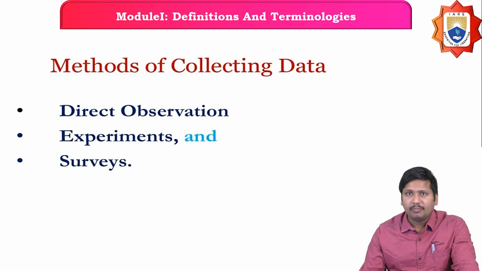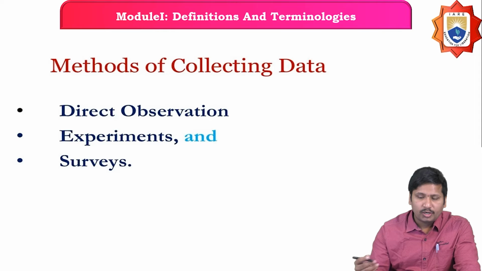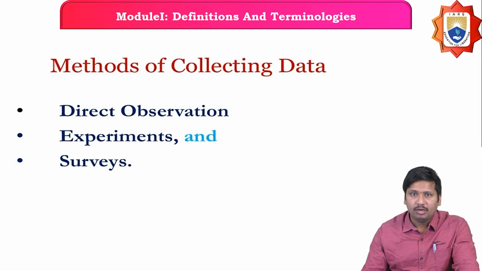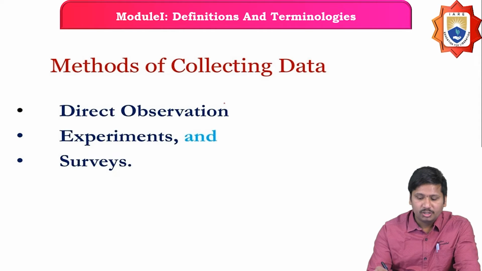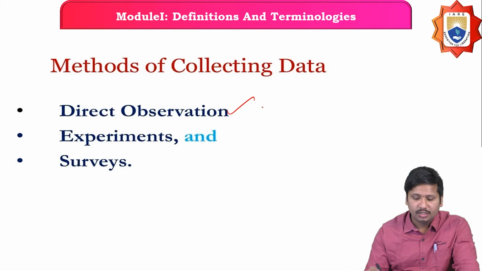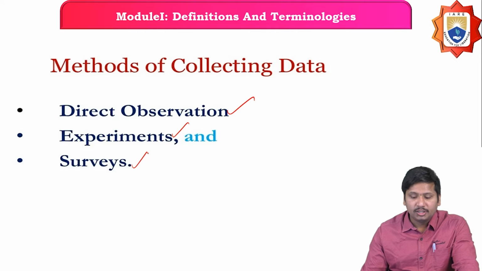The next question is: what are the various methods of collecting data? What are the different types of methods available for collecting data? The first one is direct observation, then experiments, and surveys. These are some of the methods available for collecting the data.